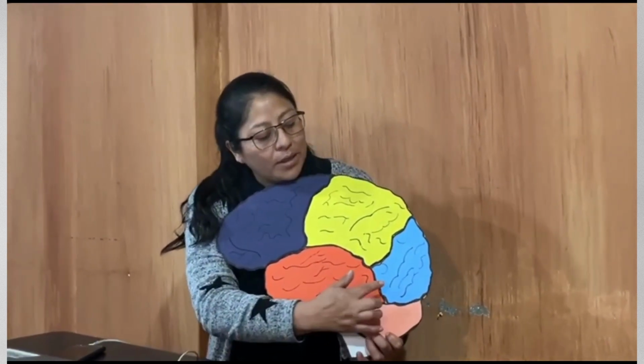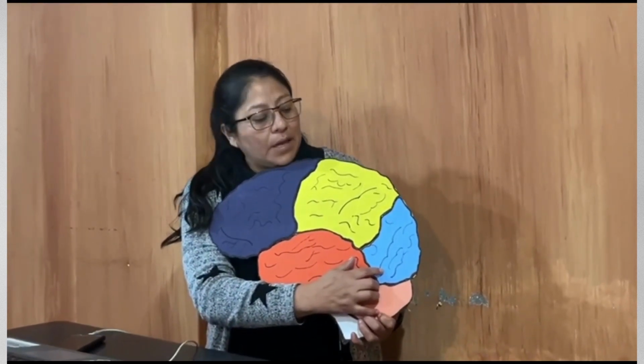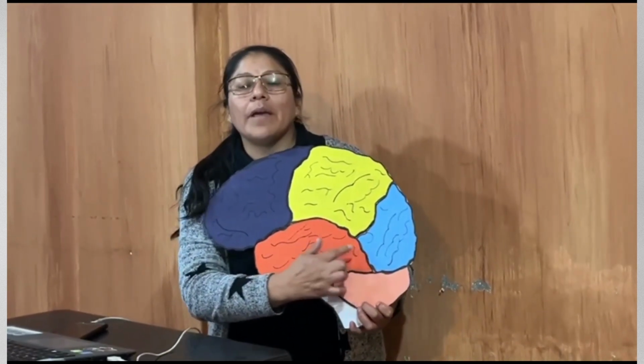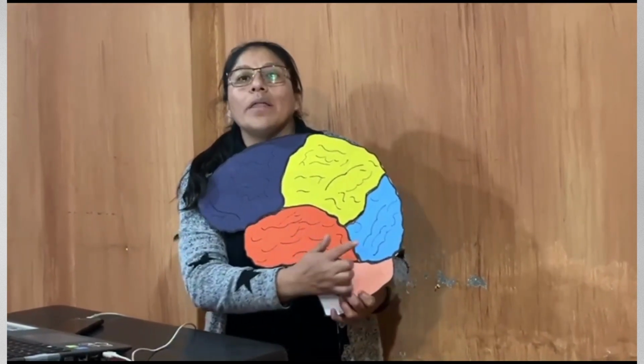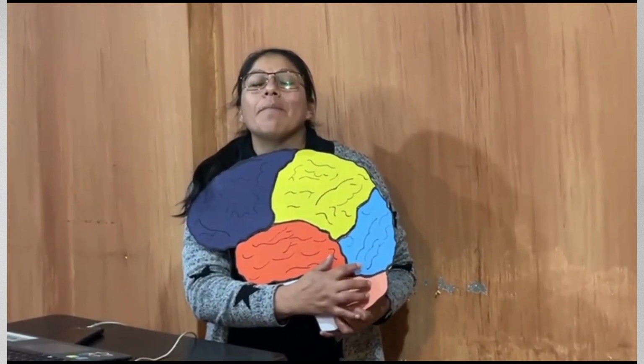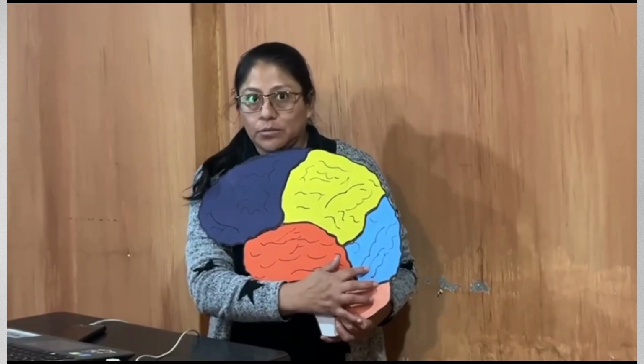Occipital lobe. Where is the occipital lobe located? It is at the back of the brain behind the temporal lobe and parietal lobe. What is the function of the occipital lobe? It is concerned with many aspects of vision.